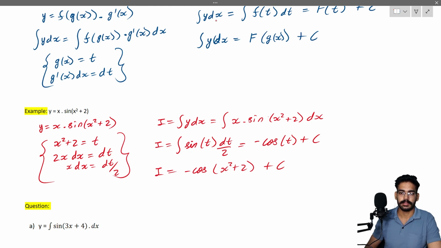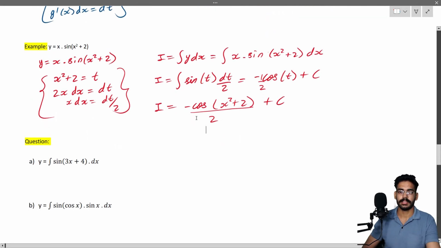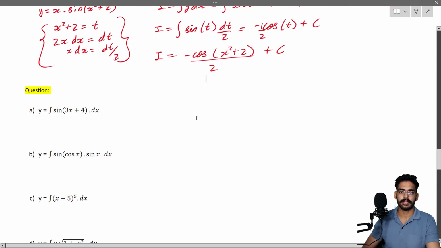Oh sorry, we forgot the 1 by 2 factor here. Sorry for that. Now you differentiate this function, you will get the same function. You can try that out. So this is basically the substitution method. Now let's do some more questions on how to do that.